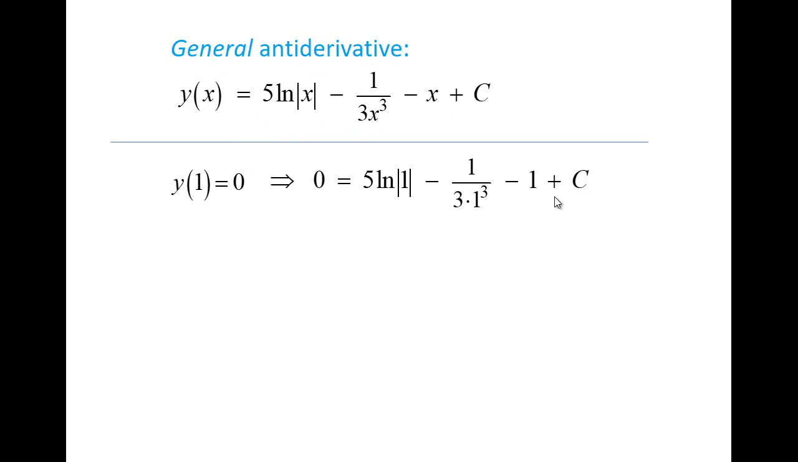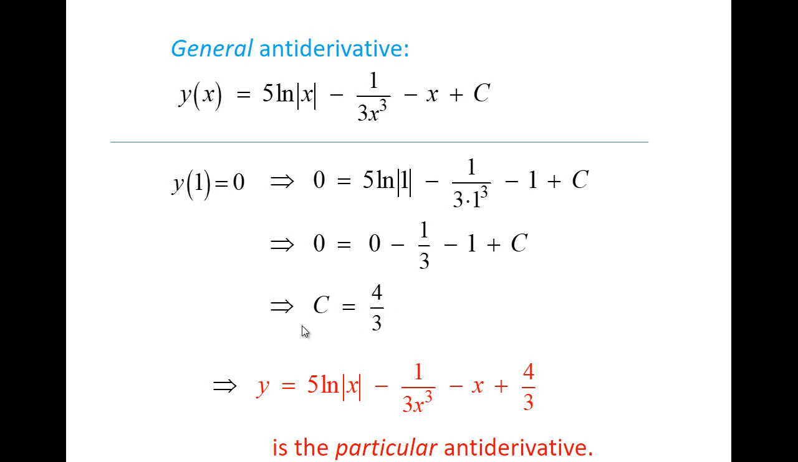So that's got to be 0, and ln of 1 is 0, so that goes away. Here we get negative 1/3 minus 1, which would be negative 4/3. And when we solve for c, negative 4/3 has to go to the other side, so that's going to be positive 4/3. So c is 4/3. So the particular antiderivative that we're looking for is 5 ln of absolute x minus 1 over 3x cubed minus x plus 4/3.